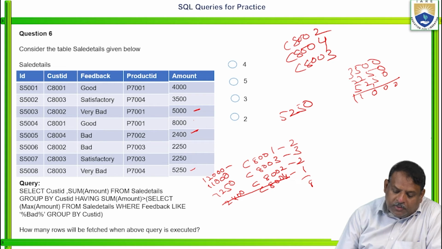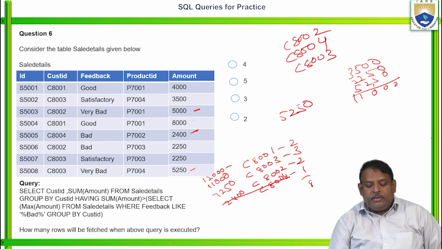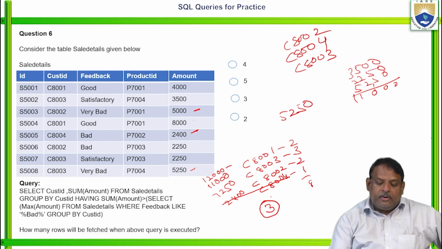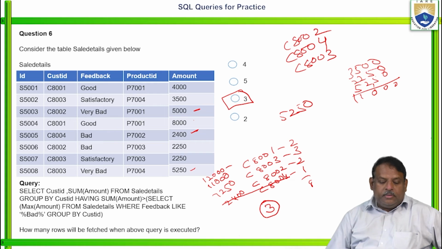12,000, 11,000, 7250. Now how many rows will be fetched when the above query is executed? So we are going to get here 3 records. We are getting here 3 records. So the answer is 3 records.